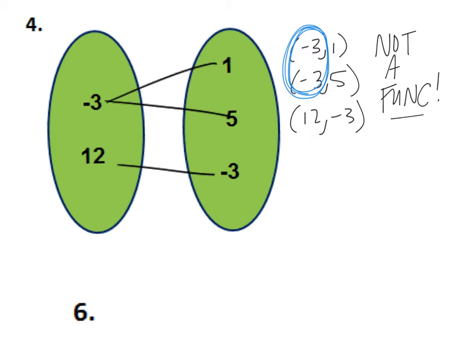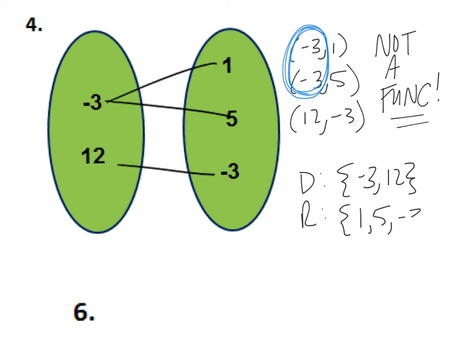And yes, I like to say func for function, but I can still do my domain and my range. The domain is -3, 12. Those are the only 2 numbers for the X values, and the only 3 numbers for the Y values are 1, 5, and -3.